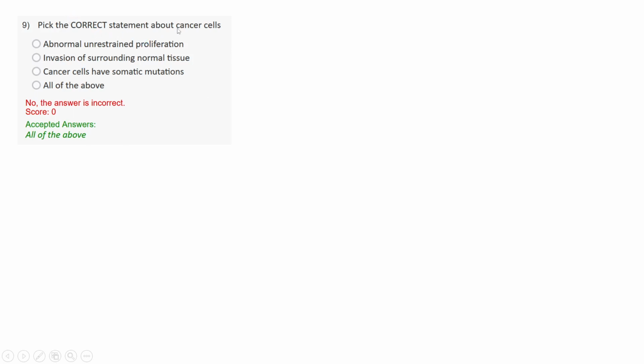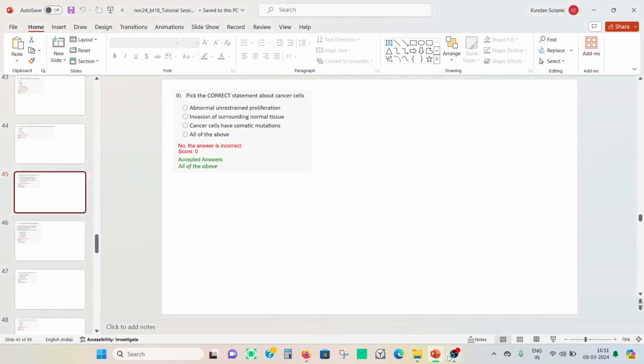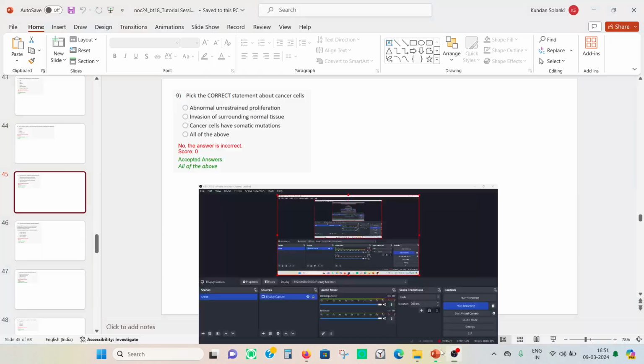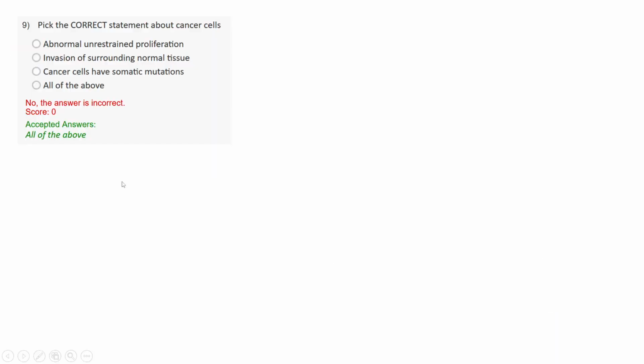Pick the correct statement about the cancer cells. Abnormal unrestrained proliferation, invasion of surrounding normal tissue, cancer cells have somatic mutation. So is this option correct? Abnormal unrestrained proliferation, this is a correct option. Invasion of surrounding normal tissue, yes, due to metastasis, it leads to the invasion. And cancer cells have somatic mutation, so this is also correct. The correct option is all of the above. Okay.